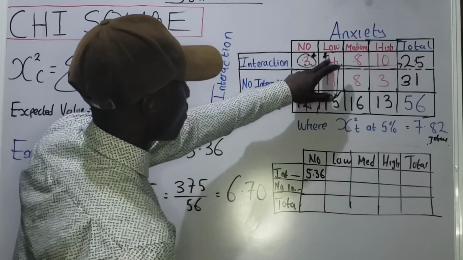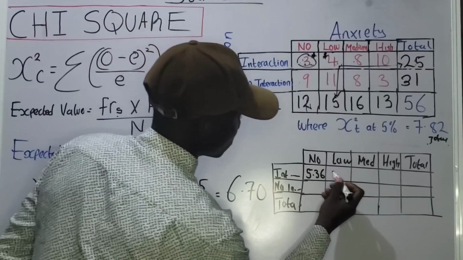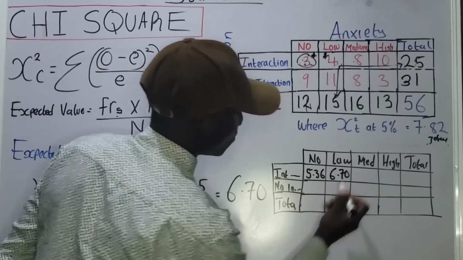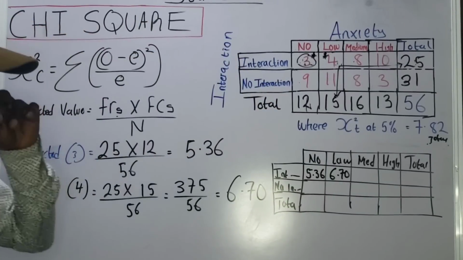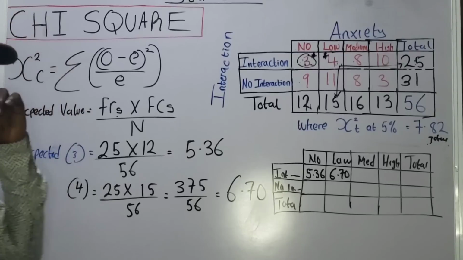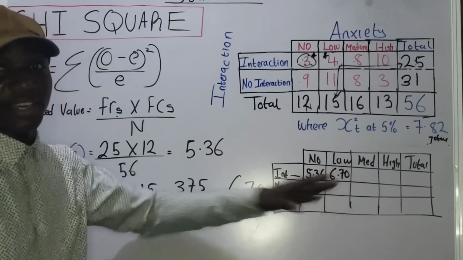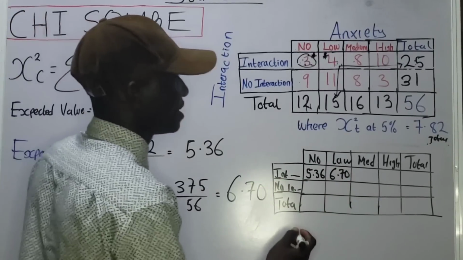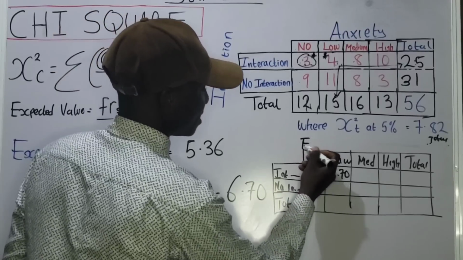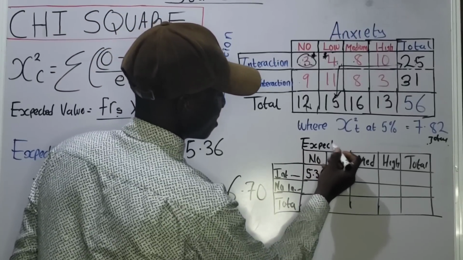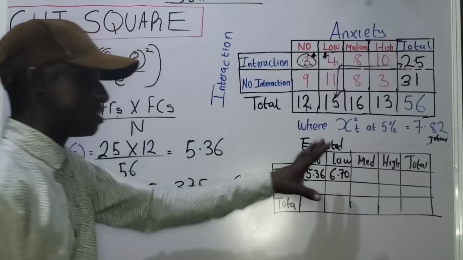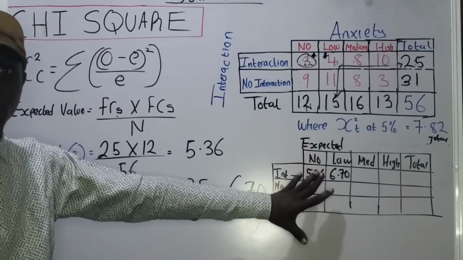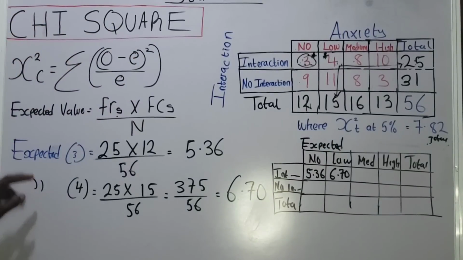Now for 4 is what? 6.70. So I'm going to have 6.70. Do you understand what I'm doing? As I'm getting the expected value, I'm just putting it in the table. Let me call this expected. You understand? This is the table for my expected value. So I've already gotten 3 and 4.